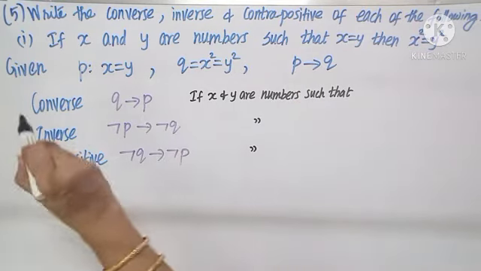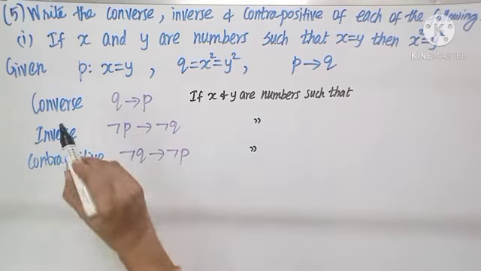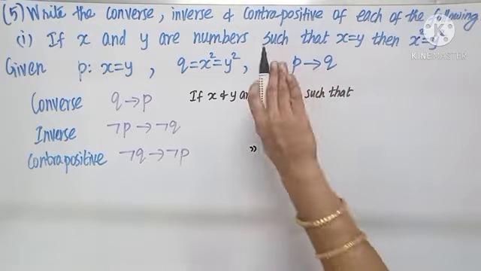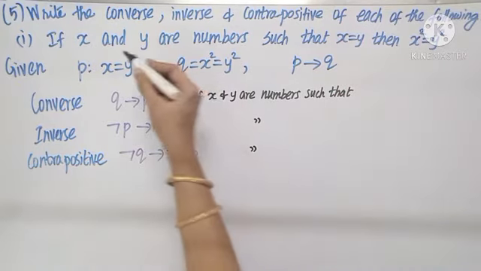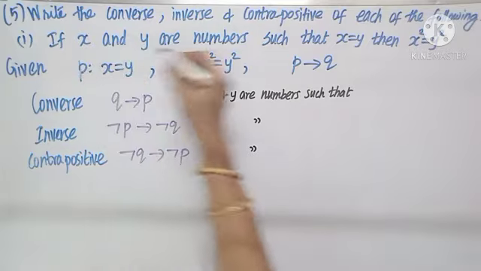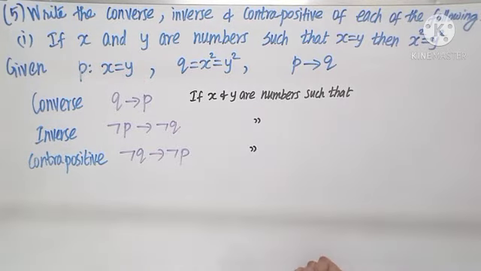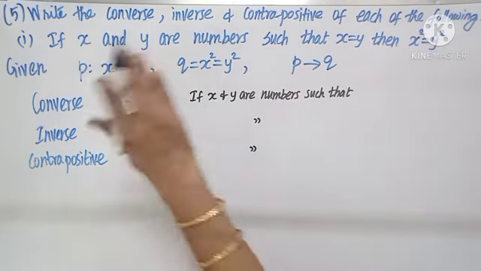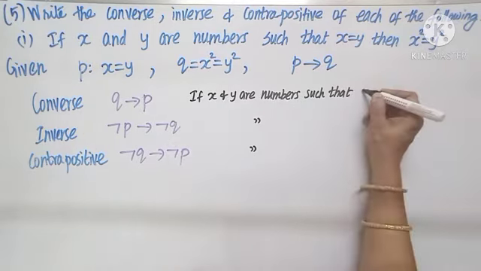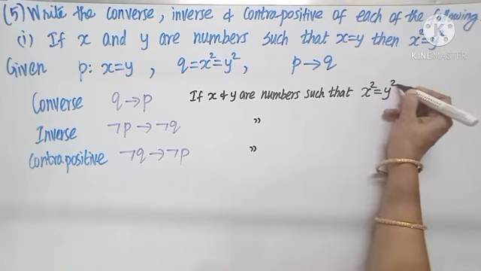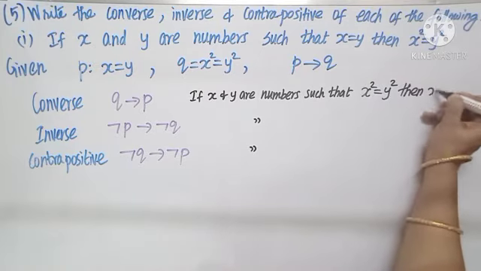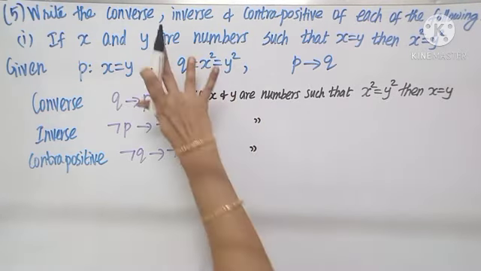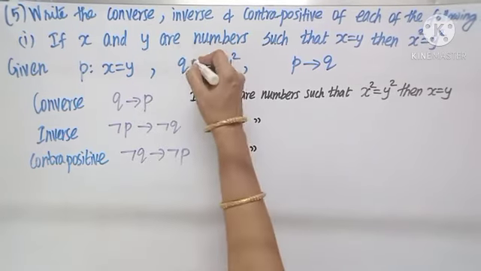How to write the converse? Let us remember, converse is reverse. P implies Q, we will write Q implies P. If x and y are numbers such that is the beginning statement, so write it as it is. P implies Q. Now I am going to write Q implies P. So first I will write x square equal to y square. Then x is equal to y. Remember, if x square equal to y square, then x is equal to y.